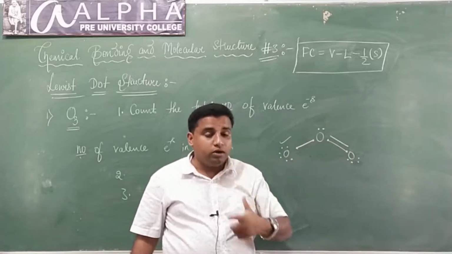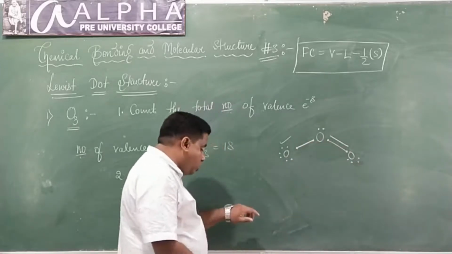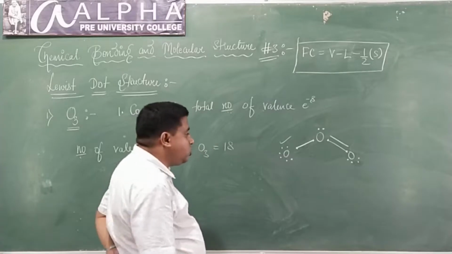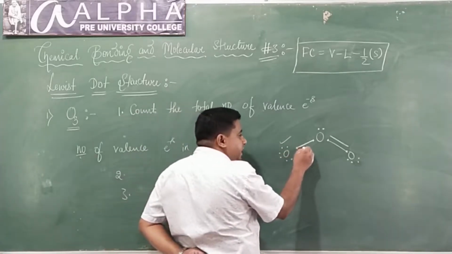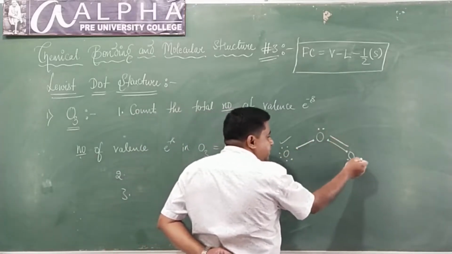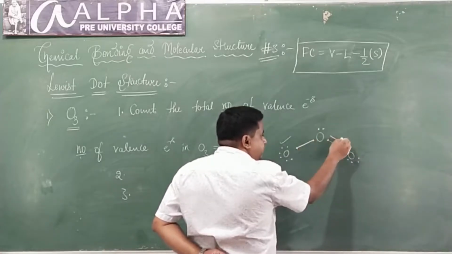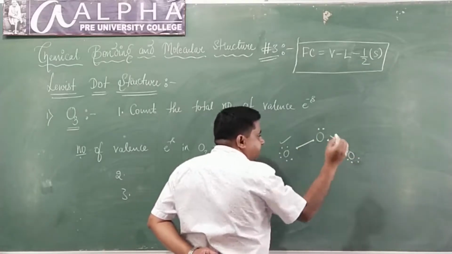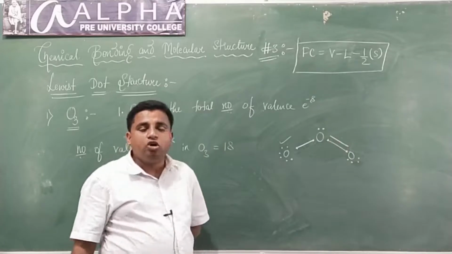Make a double bond. Now check whether all the oxygen atoms have attained octet structure or not. 2, 4, 6, 8. Yes, all of them have attained octet structure.